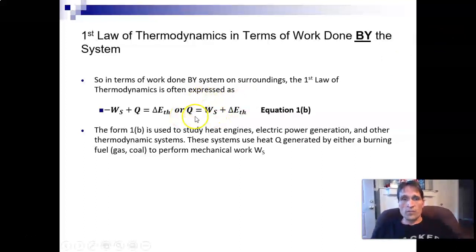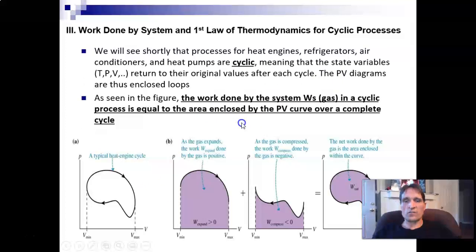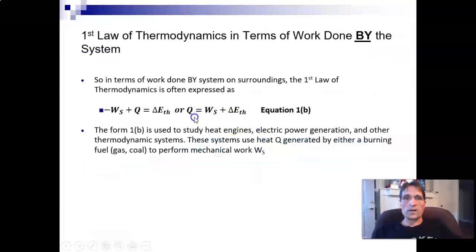What the first law says is that the heat added to a system is equal to the work done by the system on its surroundings plus the change in the thermal energy of the system. For an engine, this means that some of the heat added, Q, goes into work done by the system, and the rest goes into changing the thermal energy of the system. Not strictly true, because an engine's a cyclic process, which we'll deal with in a minute, but this is the first law of thermodynamics in another form, in terms of the work done by the system.